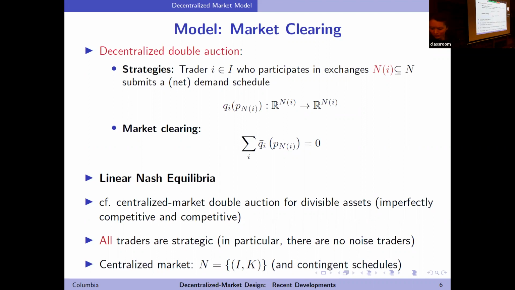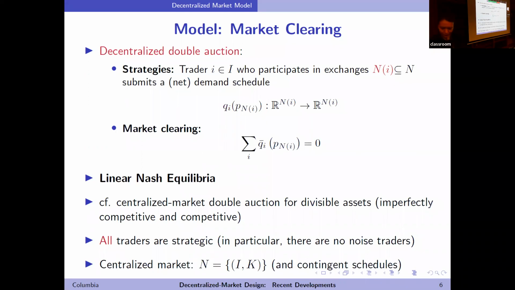Okay, so just to get it out of the way, we'll be looking at equilibria in linear demand schedules. So demands will be linear functions of prices, or inverse demands will be linear functions of quantities. And all traders are strategic, so nothing will save us in the presence of noise traders or not fully optimizing agents.